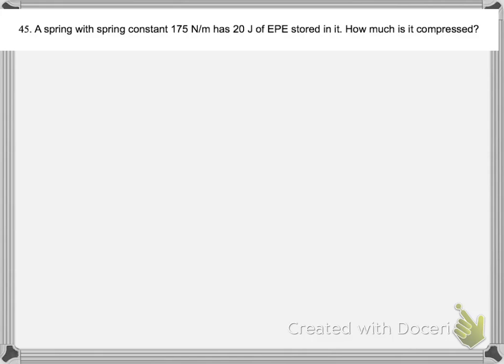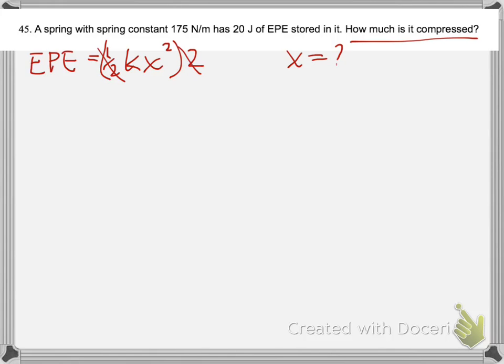Number 45. A spring with a spring constant of 175 Newton meters has 20 joules of elastic potential energy stored in it. How much is it compressed? So again, we start off with our equation of elastic potential energy equals half kx squared. In this question, they're asking how much is it compressed, so we are going to be looking for what x is. So to get x by itself, first we're going to multiply by 2 to get rid of our half. So we'll have 2 times our elastic potential energy is equal to kx squared.